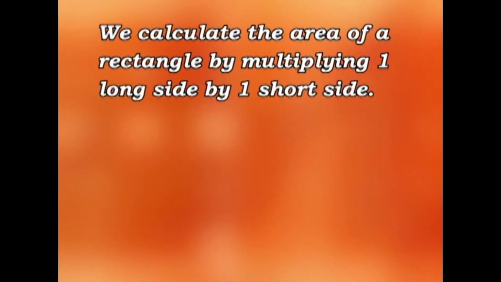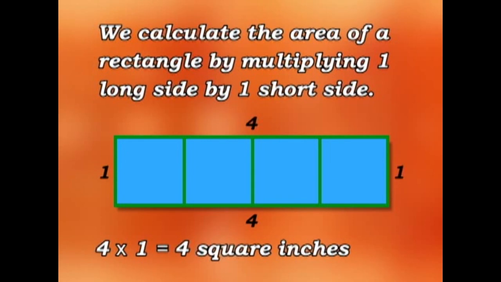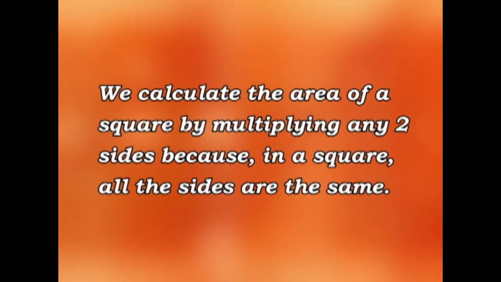When we calculate the area of a rectangle, we multiply one long side by one short side. So in this figure, the area is 4 times 1, 4 square inches, or 4 square miles, or 4 square centimeters. We calculate the area of a square by multiplying any two sides, because in a square all the sides are the same.